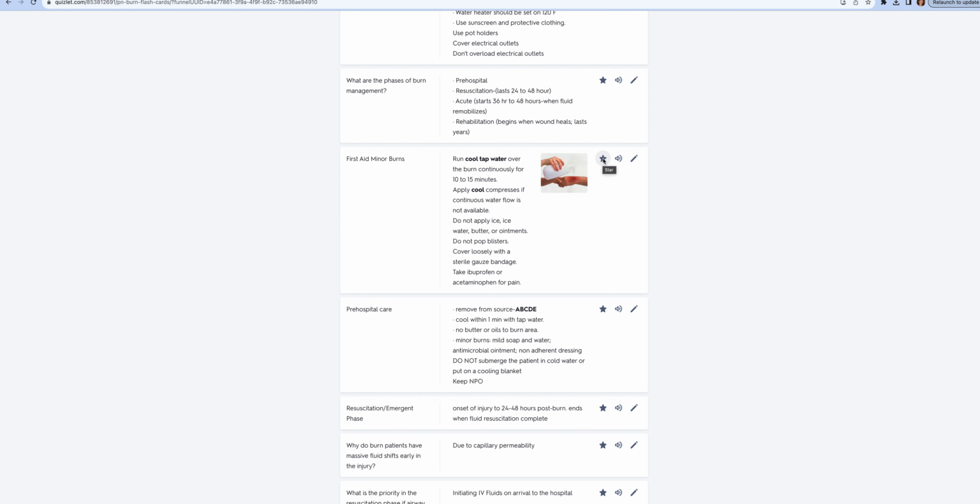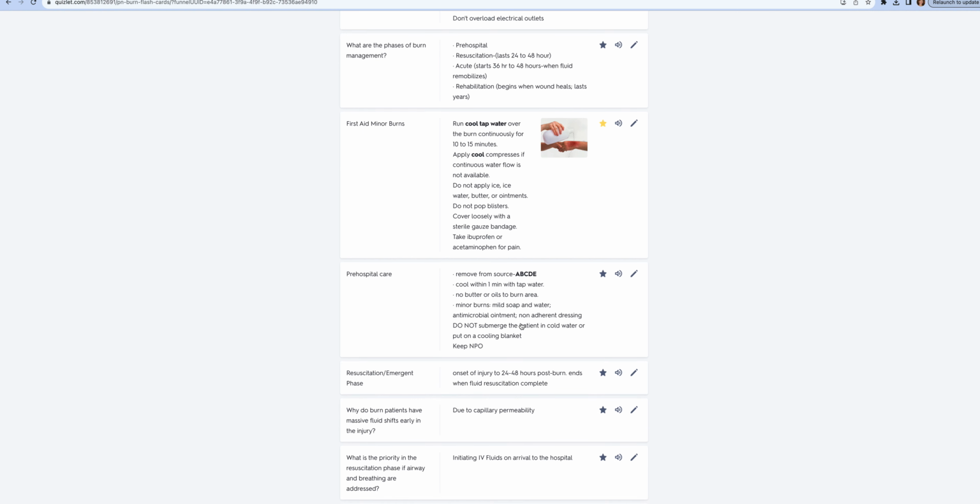Pre-hospital care. You're going to remove them from the source, cool within 1 minute with tap water, no butter or oils, and do not ever submerge a patient in cold water or put on a cooling blanket for somebody with a burn because you don't want them to get hypothermic. Keep them NPO. Patients with burns could have paralytic ileus because the body's under so much stress. It's got to save its energy for the heart and kidneys. So the gut may not be working.